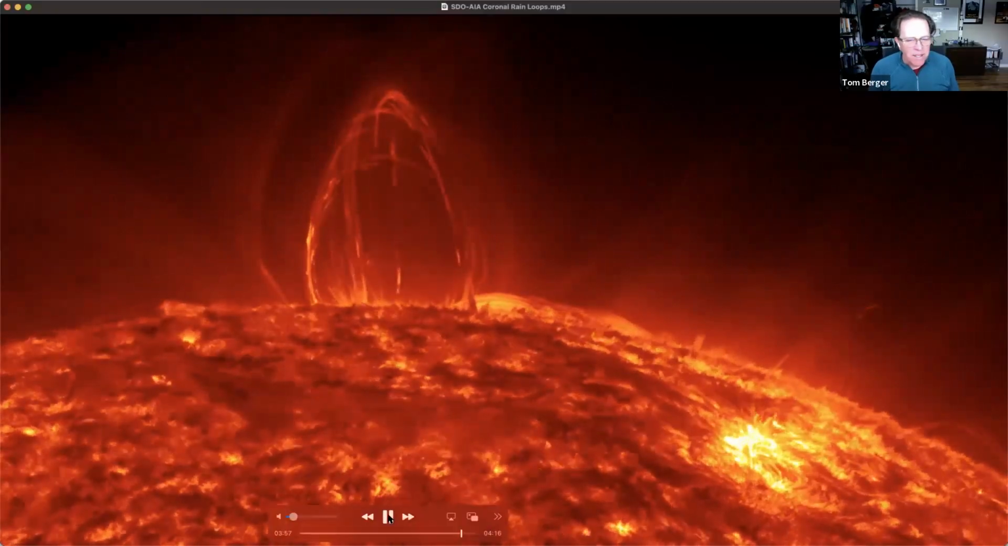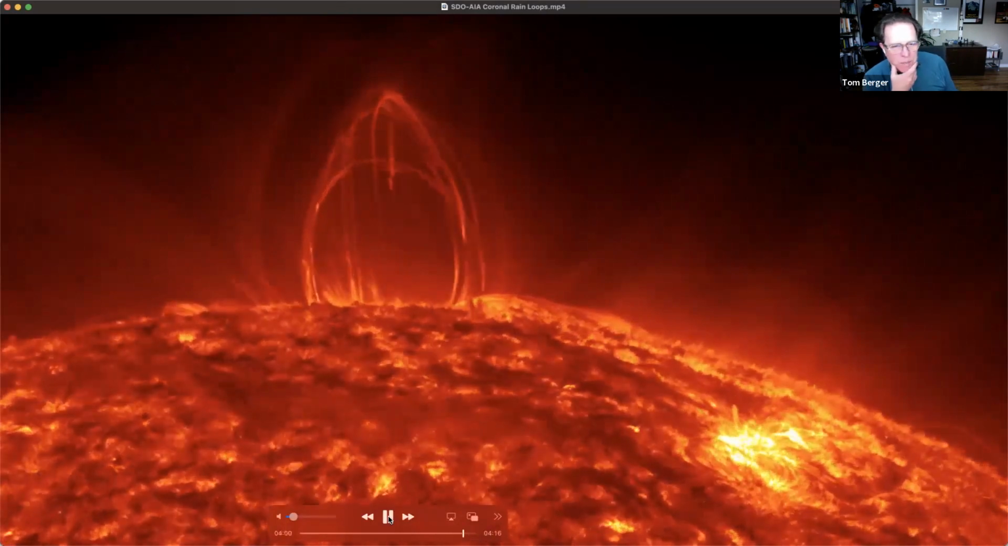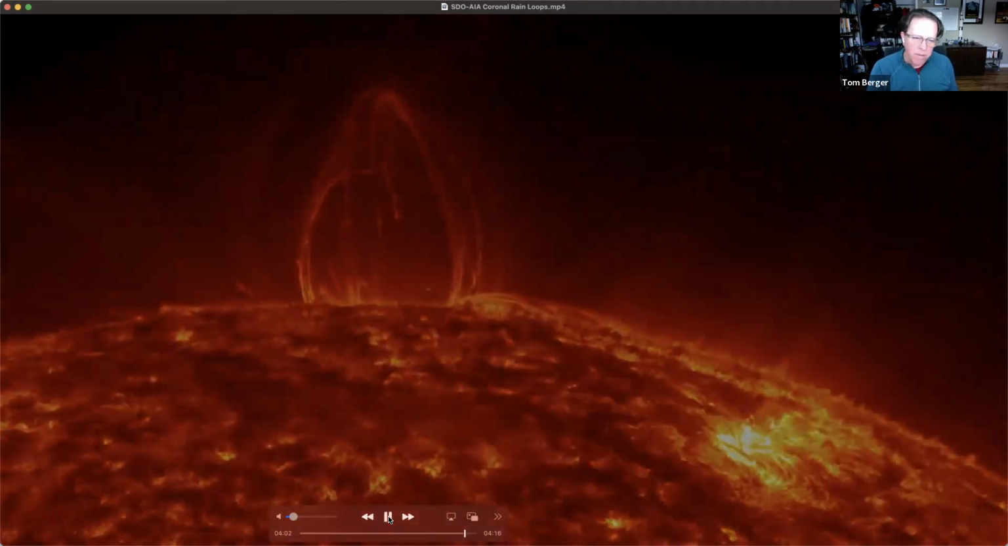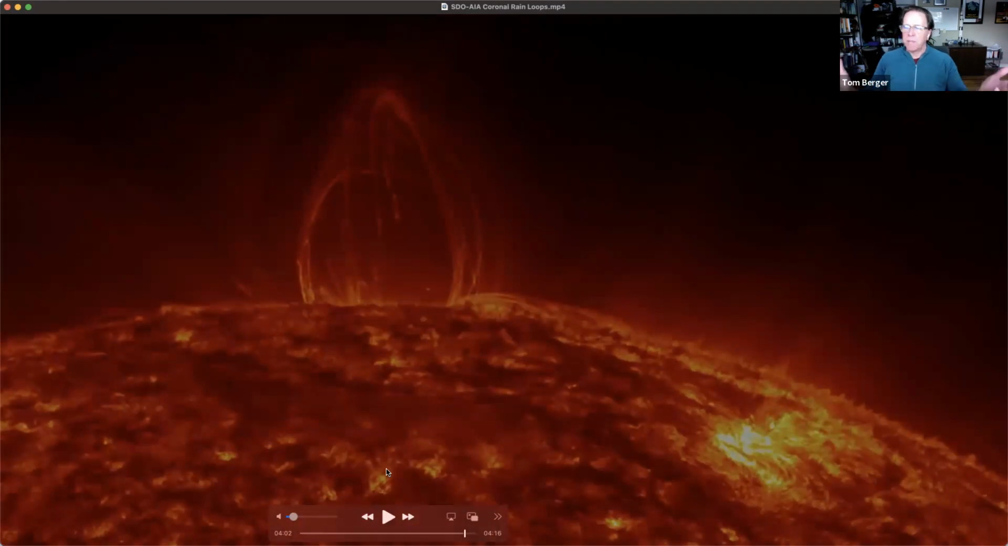So there you go. That's one of my favorite things to study, coronal rain and prominences, because it is that catastrophic cooling regime where all of a sudden stuff just appears in the middle of nowhere out in the atmosphere. Yeah.